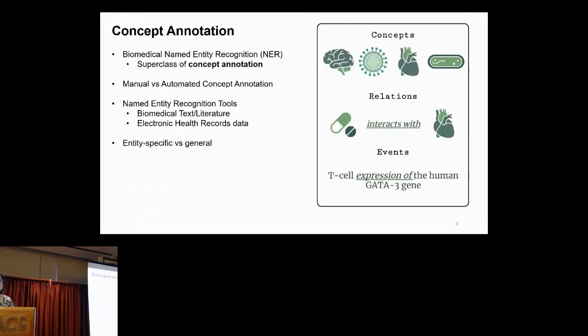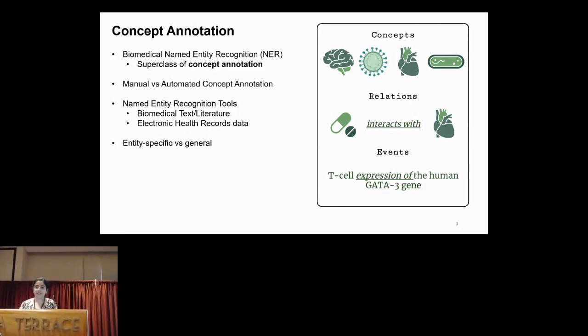Concept annotation is a subset of named entity recognition, which is more familiar to people. It is the task of identifying biomedical concepts in biomedical text, specifically such as chemical compounds, genes, proteins, or viruses, disorders. Named entity recognition is the broader category, as it can be used for identifying entities, relations, attributes, or even events. And named entity recognition tools are often used for concept annotation and can be trained with biomedical text, literature, electronic health records data, or a combination of these.